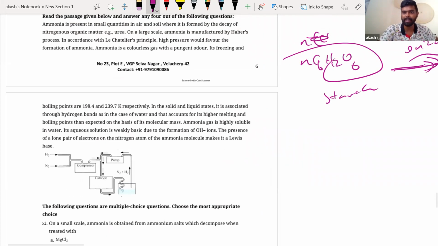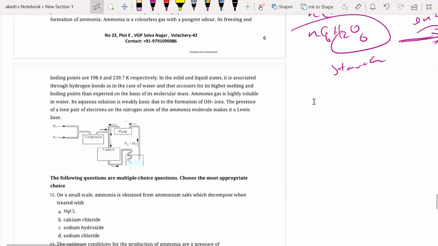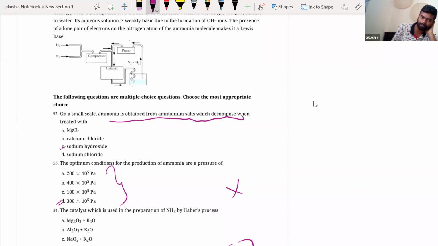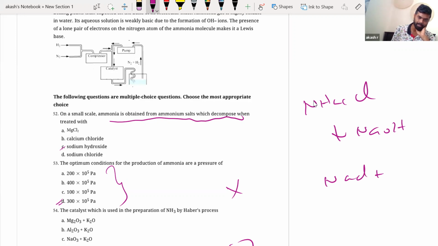Any other question? Sir, can you say the answer to question 50? On a small scale, ammonia is obtained from ammonium salts which decompose when treated with, I think, NaOH, sodium hydroxide. For example, if I had NH4Cl and make it react with NaOH, I will have NaCl plus NH4OH, and from NH4OH I can remove a water molecule to form NH3. Yes, it is NaOH, sodium hydroxide.